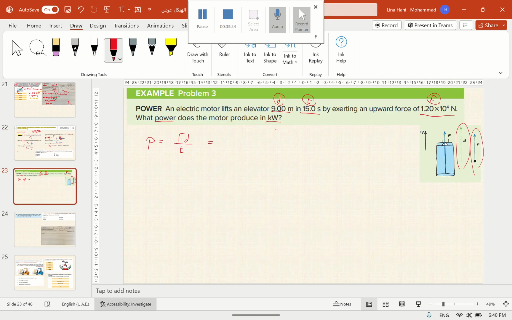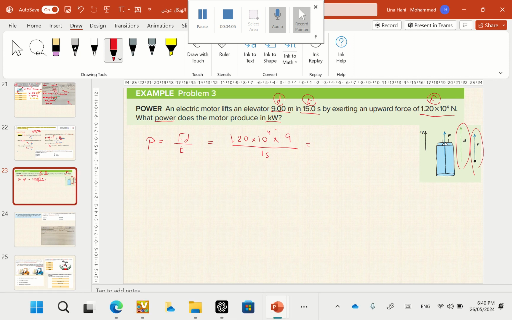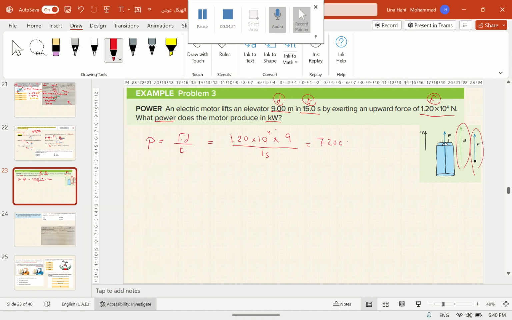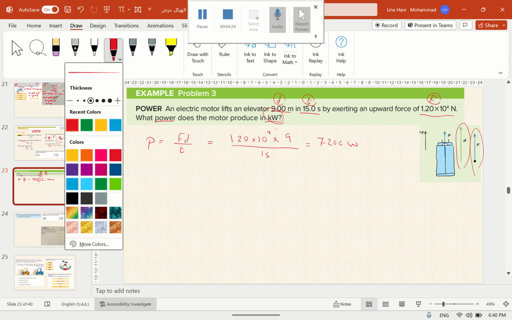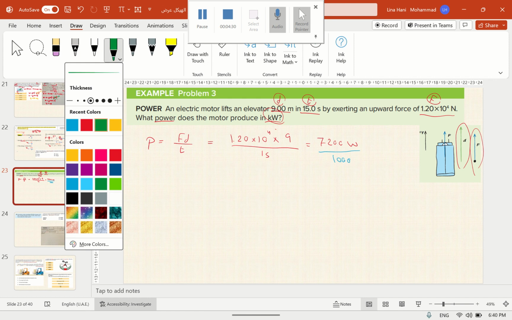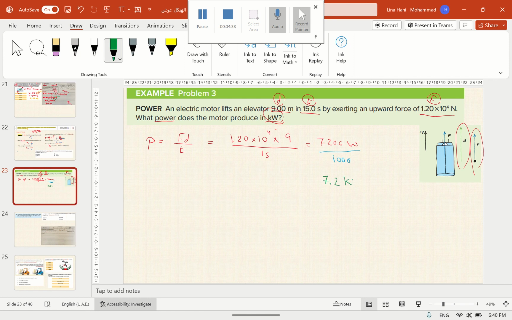And then we multiply 1.20 times 10 to the power of 4 times d, which is 9 meters, over t, which is 15. And that gives you 1.20 times 10 to the power of 4 times 9 divided by 15. That gives you 7,200 watts. Now, if I want to find it in kilowatts, I just divide by 1,000. And that will give you 7.2 kilowatts.